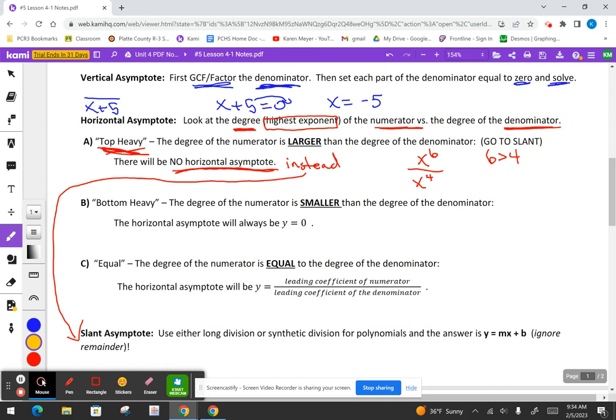Okay, now what if it was flipped? On this one, what if you had x to the 4th on top, and on the bottom you had x to the 5th? Now when you look at this one, do you agree that the bottom one is bigger than the top one? If the bottom one is bigger, that's what we call bottom heavy. Bottom heavy does have a horizontal asymptote, and it's always y equals 0. So your answer for that one is just y equals 0.